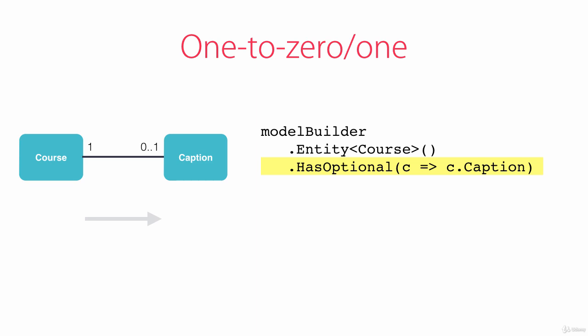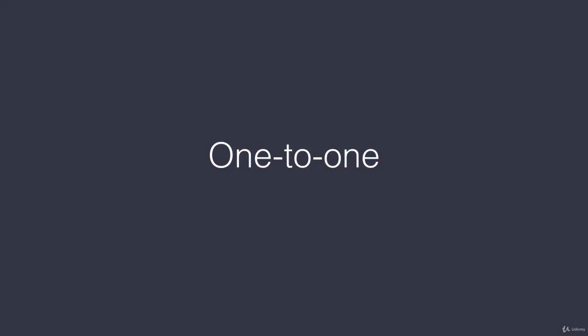Now the other direction. A caption has one course. So we call the WithRequired method. So what I want you to take away here is that you start with one of the Has methods, like HasMany, HasRequired, HasOptional, and then you call one of the With methods, WithMany, WithRequired, WithOptional. As simple as that. The only tricky one is one-to-one relationships, but I'm going to make it really easy for you.